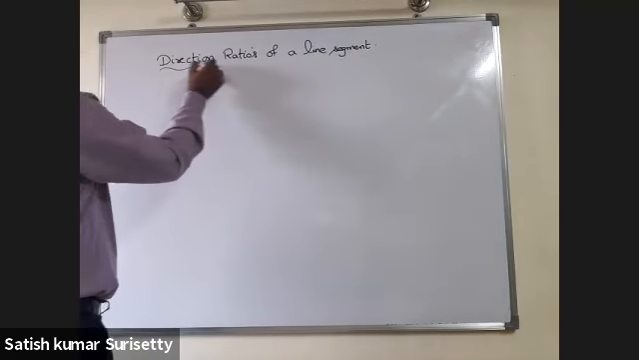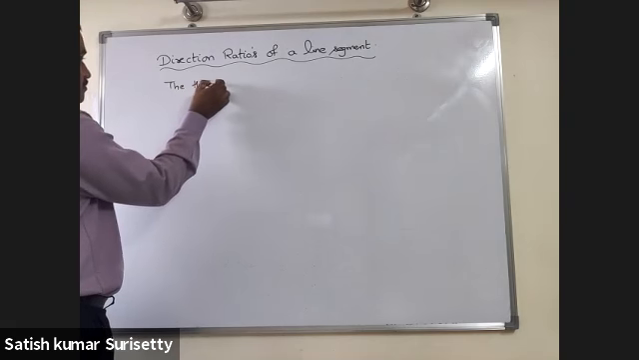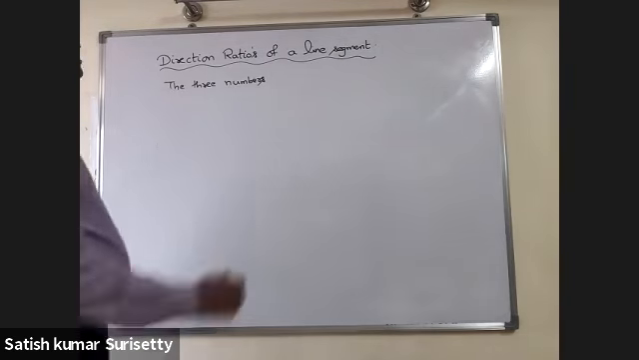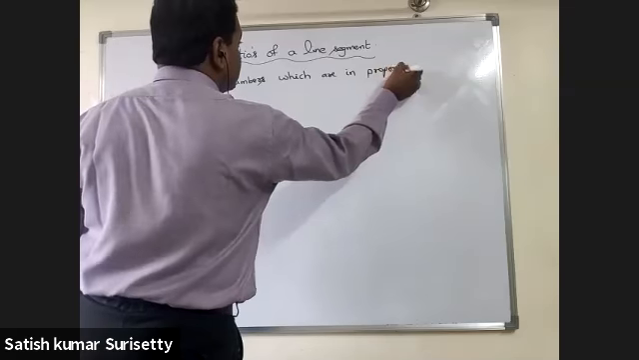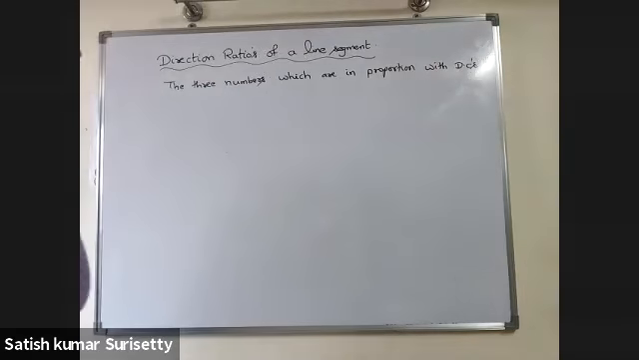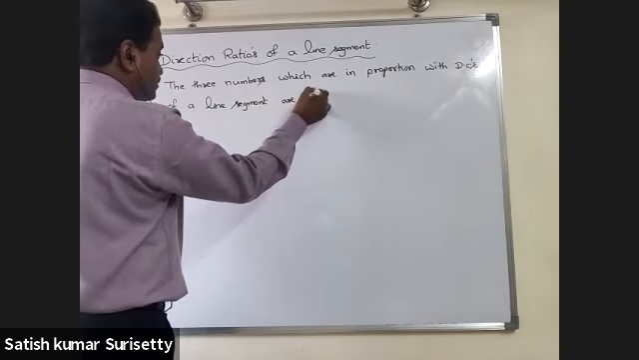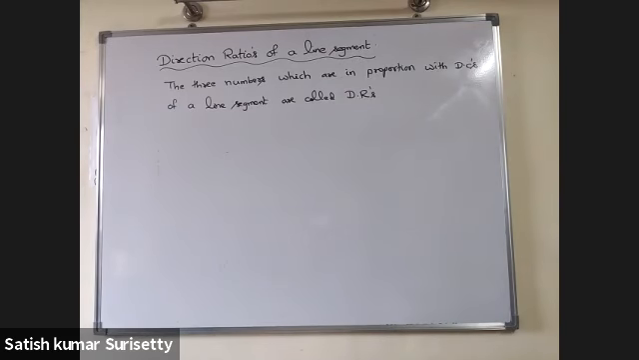Direction ratios of a line segment. The three numbers which are in proportion with direction cosines of a line segment are called direction ratios.